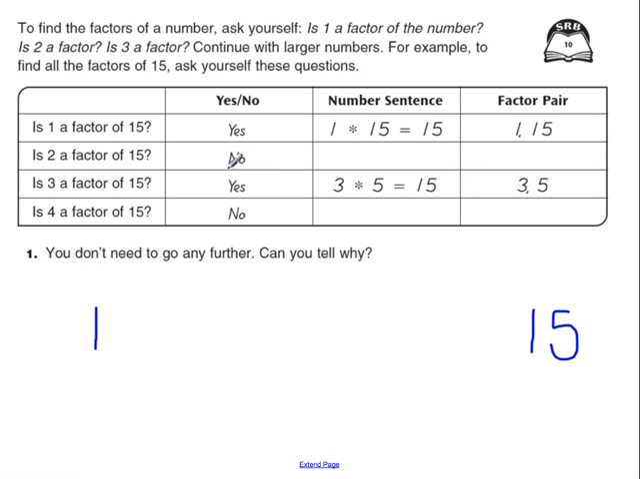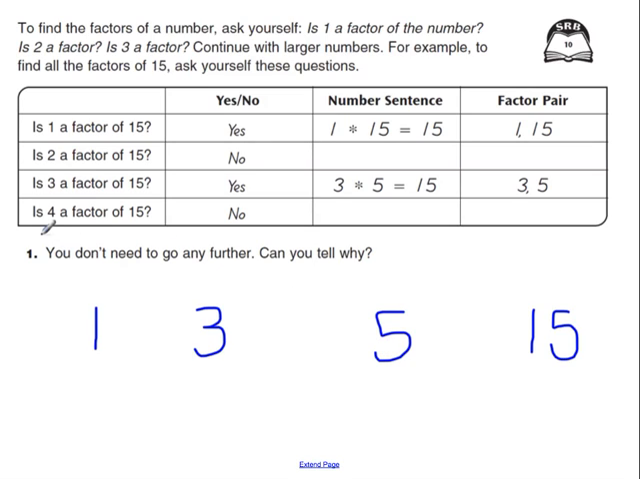15 is not an even number, so it's not divisible by 2. Move on to 3. Is 3 a factor of 15? Well, if I think about my 3 facts, I know that yes, it is, because 3 times 5 is 15. 3 and 5 are a factor pair for 15. So I'm going to put my 3 on my list, and I'm also going to put my 5 on my list.